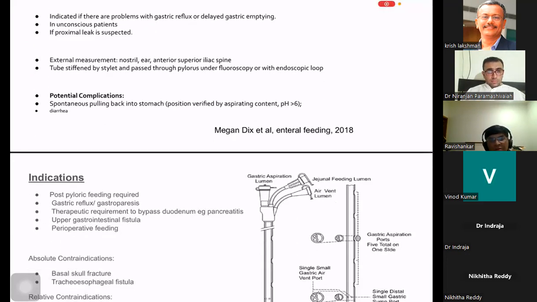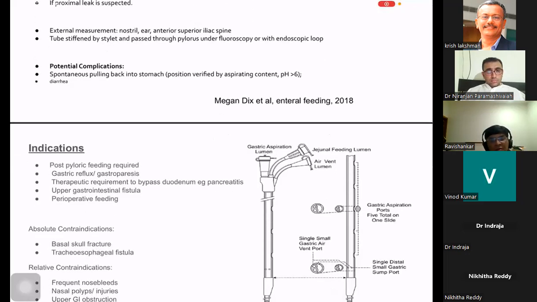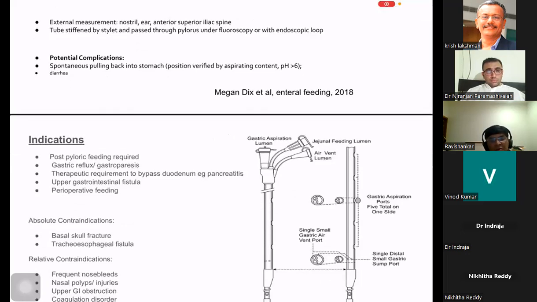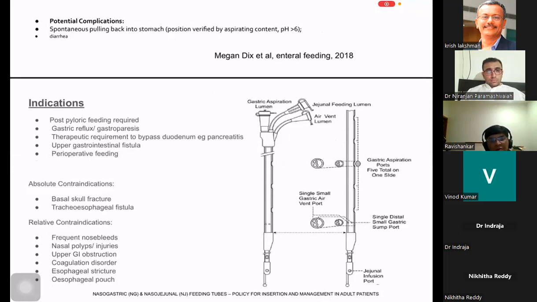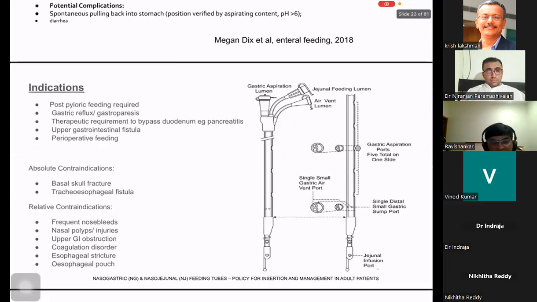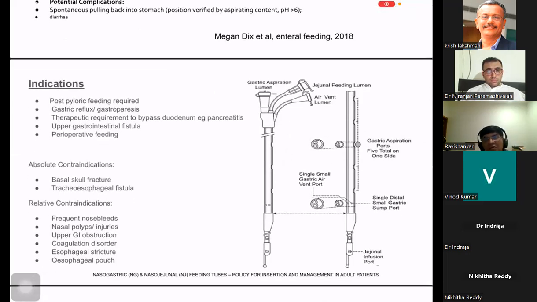The indications are gastric reflux or gastroparesis, the requirement to bypass the duodenum, upper gastrointestinal fistulas, and perioperative feedings. Absolute contraindications are basal skull fractures and tracheoesophageal fistulas, and relative contraindications are upper GI obstruction, nasal polyps, coagulation disorders, and esophageal strictures. These tubes generally contain 3 lumens, of which one is for gastric aspiration, one is for jejunal feeding, and one is for air.